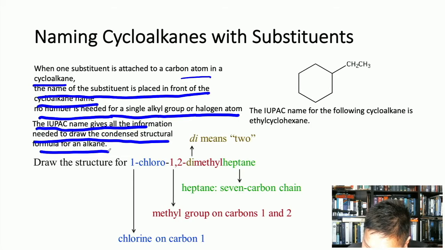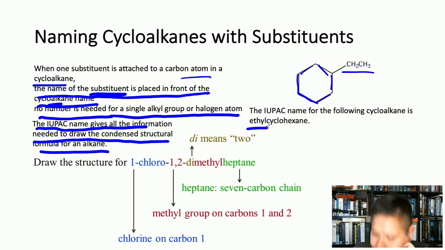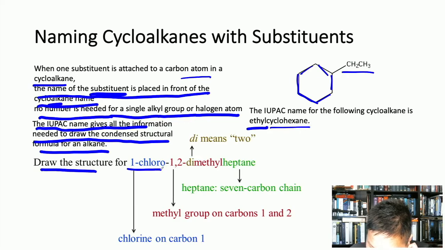We have a cyclohexane because it's a hexane, 6 carbons, and it's in cyclic form, so that's why it's cyclohexane, right? And it has a substituent connected to it, which is the ethyl group. And according to these rules, the substituent is placed first in front of the alkane name. And that's why you come up with ethyl, right? Remember from the previous slide, ethyl, cyclohexane.